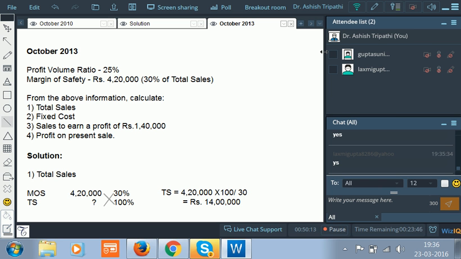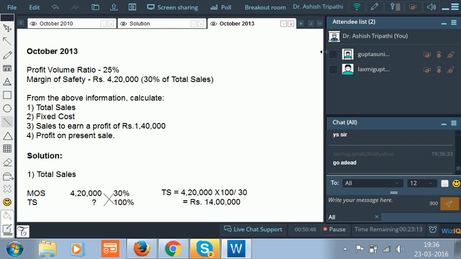Sunil, Lakshmi, shall I continue or shall we stop? Yes, continue or stop? Okay, go ahead. So let us go for the next question. I got green signal from Lakshmi to go ahead.